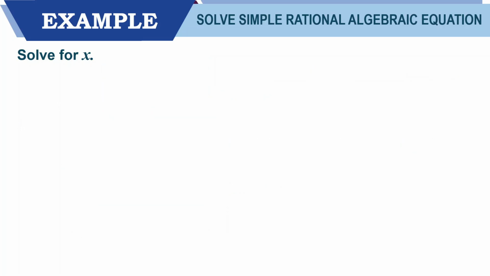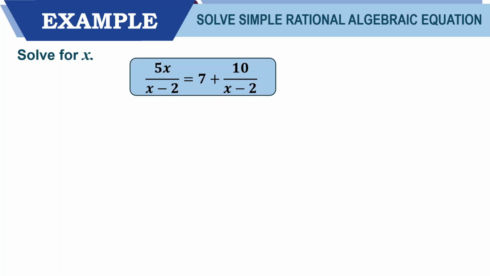Let's have another example. 5x over x minus 2 equals 7 plus 10 over x minus 2. This time, the reason why we cannot just cross multiply is because there are two terms on the right side. So let's multiply by the LCD. The denominators are x minus 2, 1, because if there's a constant, the automatic denominator is 1, and x minus 2.